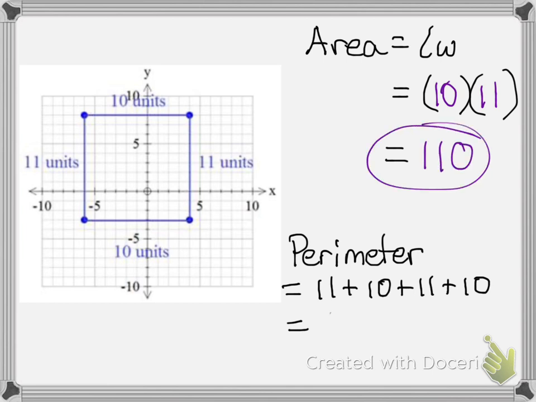To find the perimeter, I just add up all the sides. And when I add 11 plus 10 plus 11 plus 10, it gives me a total of 42. And that's it.